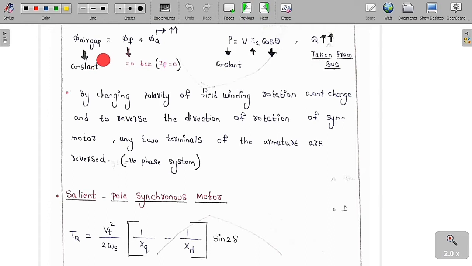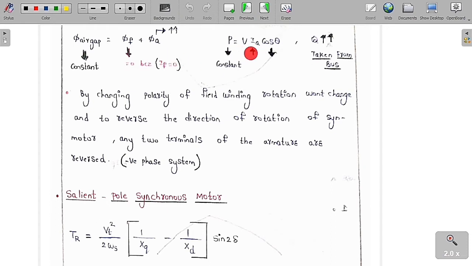Let me tell you, the resultant air gap flux is equal to phi F plus phi A. Suppose phi F is equal to 0, because the excitation is equal to 0. Suppose I make the excitation equal to 0, so phi F is equal to 0, and I want this to be constant. If the load is increased, then what is going to happen?